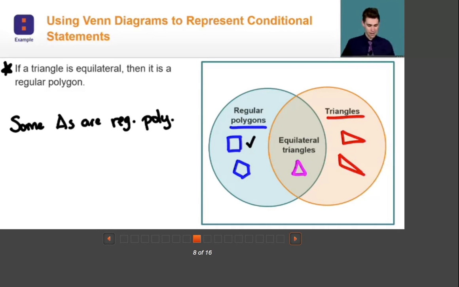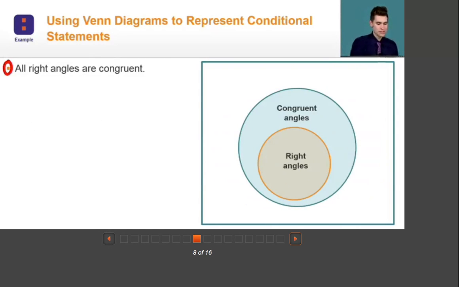Let's take a look at another example. So here's a statement. All right angles are congruent. This is actually a hidden conditional statement. We could rephrase this as, if angles are right angles, then they are congruent. And here's a Venn diagram to represent that statement.